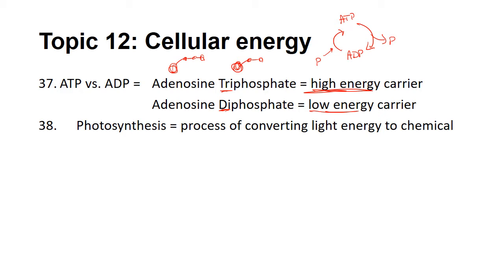Number 38 says photosynthesis, the process of converting light energy to chemical energy. Chemical energy is something called sugar. We convert solar energy into sugar during photosynthesis. Not us, but plants do. Number 38 goes on and says, where does it occur? So where does photosynthesis happen? You're right. It happens in the chloroplast.